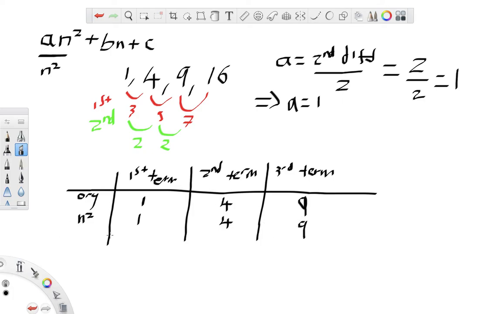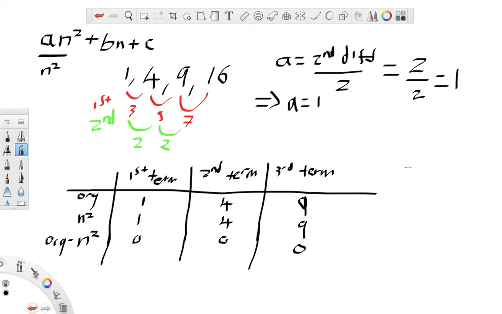So then what we have to do is we have to do our original sequence minus the n squared sequence. So we're minusing this line minus this line. So this line minus the n squared line. So 1 minus 1, well, that's 0. 4 minus 4, that's 0. 9 minus 9, that's 0. So that then means if we have zeros here, that there is no b and c part, there are no numbers, so b and c are both equal to 0.